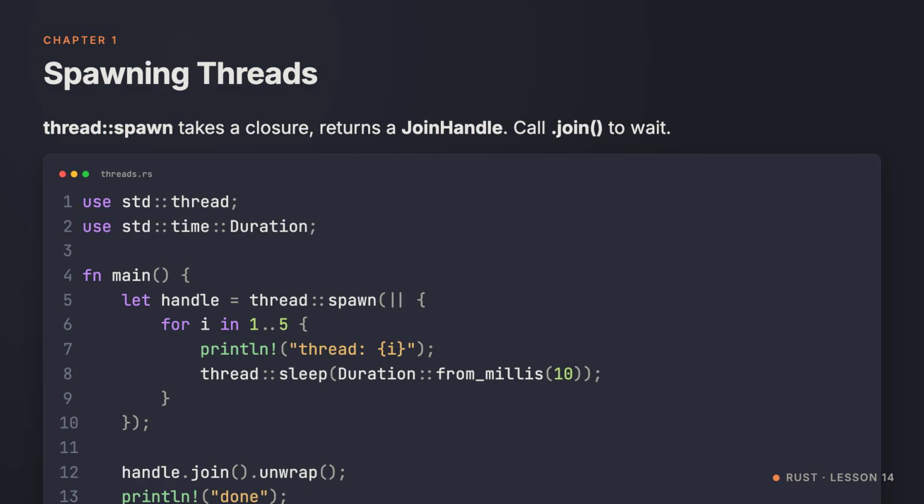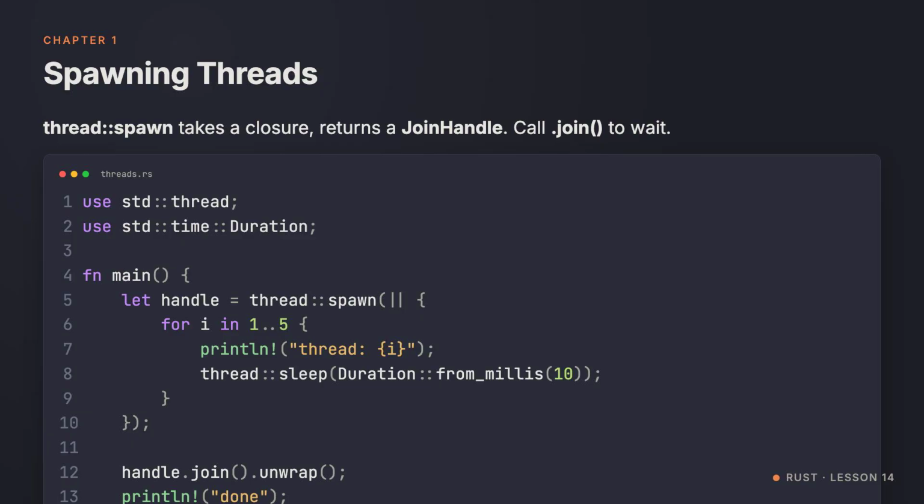If you don't join a spawned thread, the main thread might exit before it finishes, and when the main thread exits, the whole process exits, killing any remaining threads. This is an important subtlety. It's your job, as the programmer, to coordinate which threads run, which you wait for, and in what order.